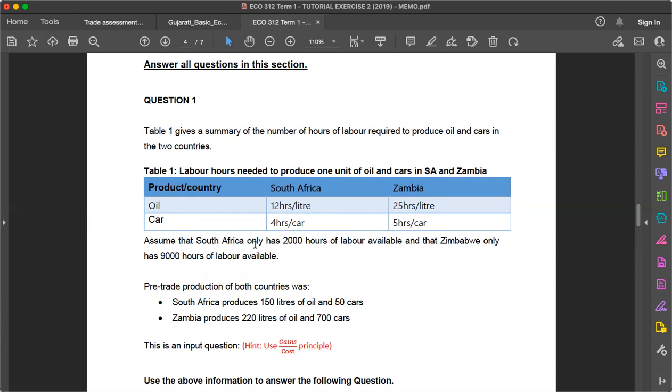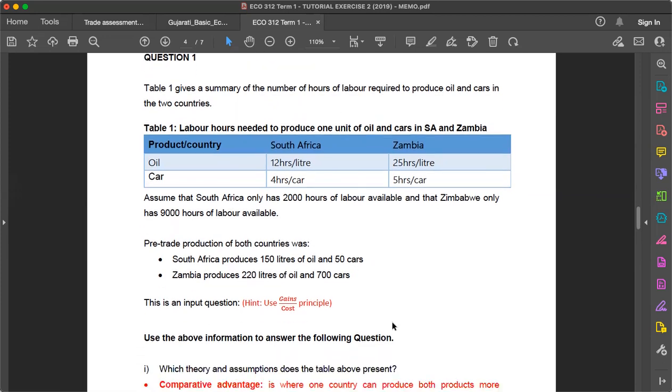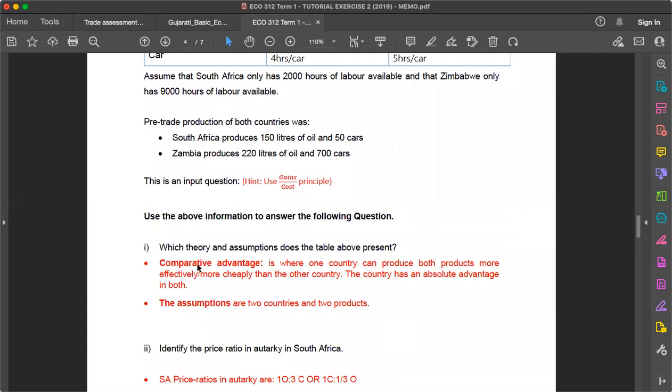So assume that South Africa only has 2,000 hours of labor available in Zimbabwe. Okay, there's a confusion. Let's just go with Zambia, whichever one, but let's just maintain that we're speaking of the same country. There's just a mistake on the paper. So Zambia, let's go with Zambia, has 9,000 hours of labor available. And then the pre-trade production of both countries are as follows.